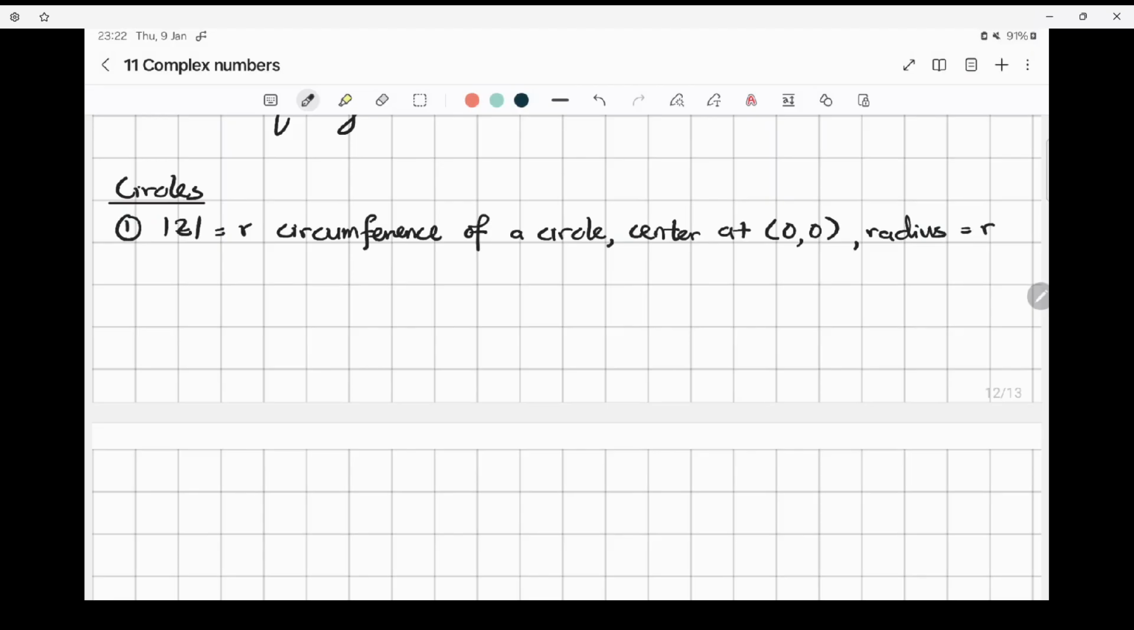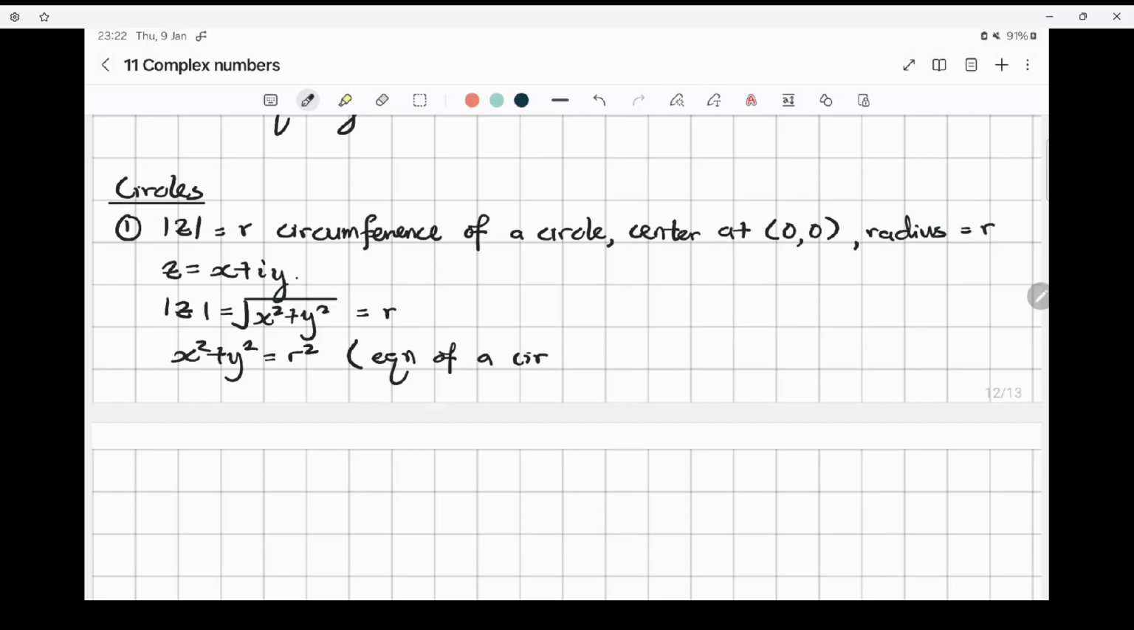So why is that so? From the definition of modulus, let's say z equals to x plus iy. So modulus of z equals to, by definition, square root of x squared plus y squared, and this is equals to r. So x squared plus y squared equals to r squared, and this is the equation of a circle. Center at 0, 0, radius will be r.